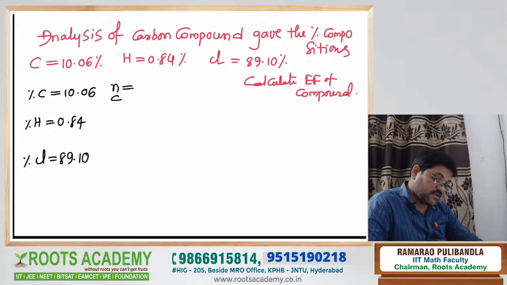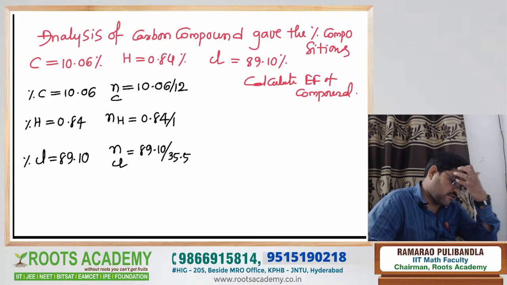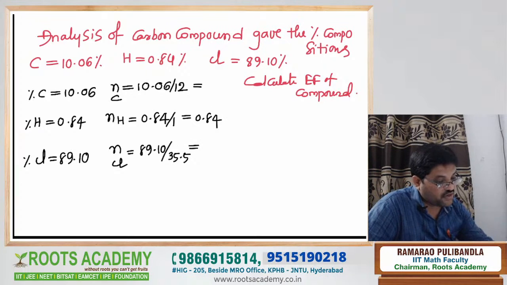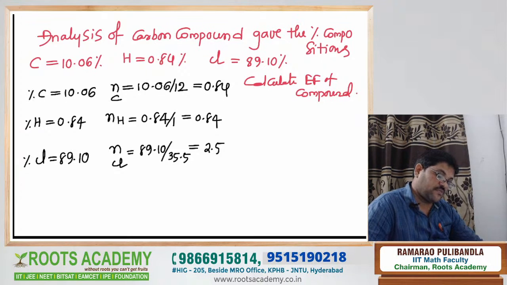Number of mole atoms of carbon equals 10.06 by 12. Number of mole atoms of hydrogen is 0.84 by 1. Number of mole atoms of chlorine is 89.10 by 35.5. Simple logic. So 10.06 divided by 12 gives 0.84, and 89.10 divided by 35.5 gives 2.5. Understood? Yes.